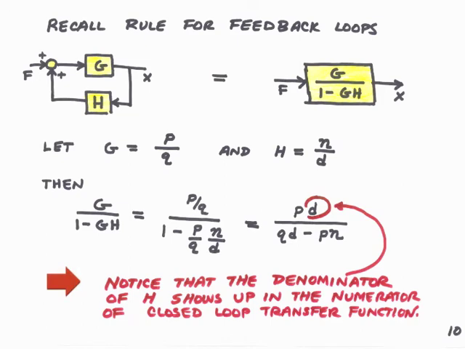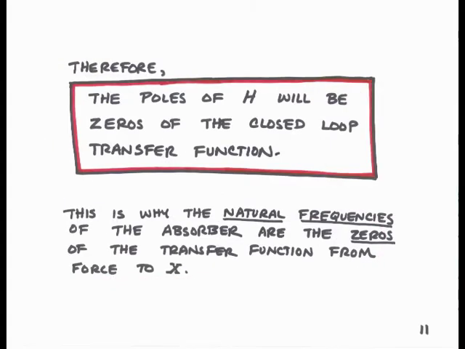So we notice that the denominator polynomial of the transfer function in the feedback loop shows up as a factor in the numerator of the closed loop transfer function. As a consequence, the poles of the transfer function h will be zeros of the closed loop transfer function. This is why the natural frequencies of the absorber are the zeros of the transfer function between the applied force to mass capital M and the motion of mass capital M.